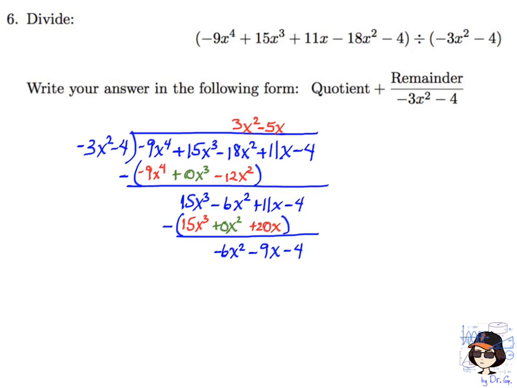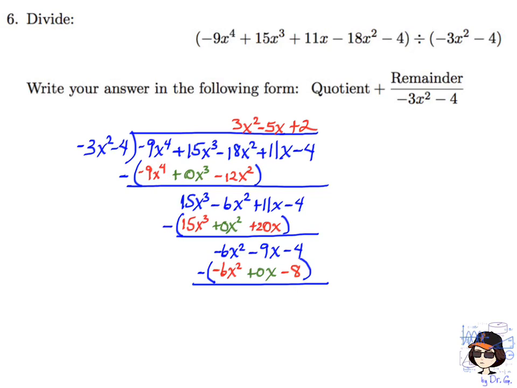So we've got negative 6x squared divided by negative 3x squared. And that is positive 2. And positive 2 times negative 3x squared is negative 6x squared. Positive 2 times negative 4 is negative 8. And so I'm going to do my little placeholder thing, which, as I said, is not necessary. And now I'm going to subtract term by term.